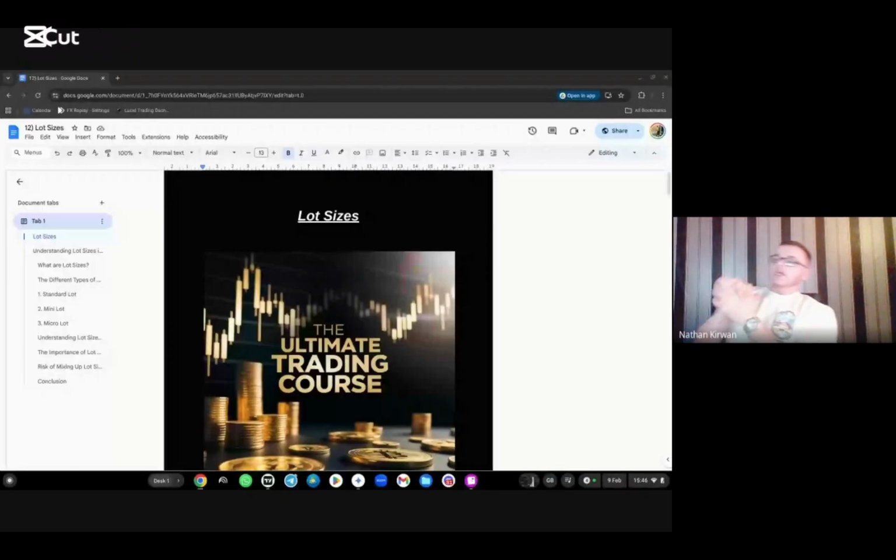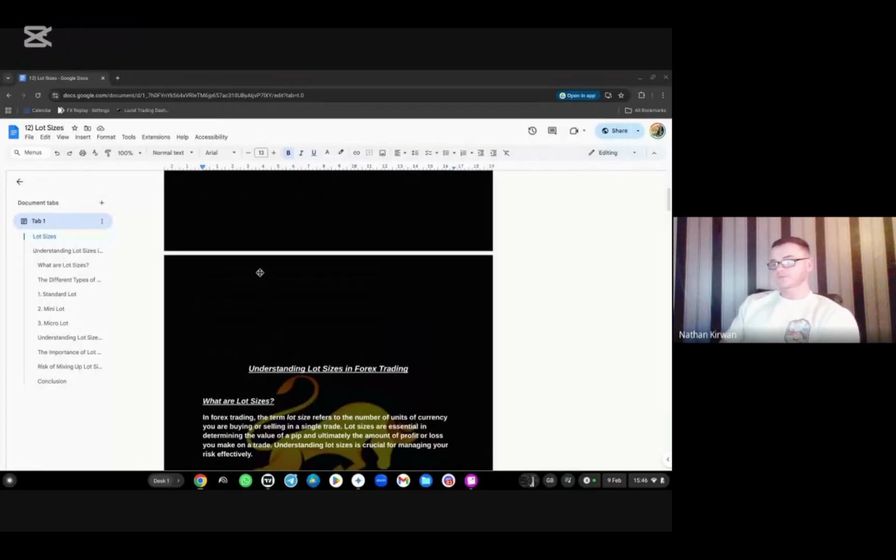Lads and ladies, we're going through lot sizes. Lot sizes tie directly into pips. They're probably two of the most important things that you need to know and understand about trading. They work hand in hand to control how much you stand to lose or gain on a trade. So without further ado, straight into it.